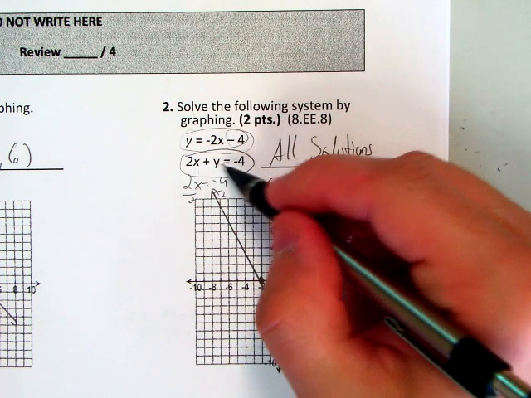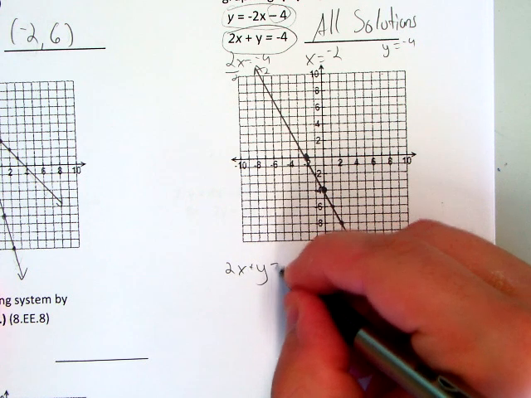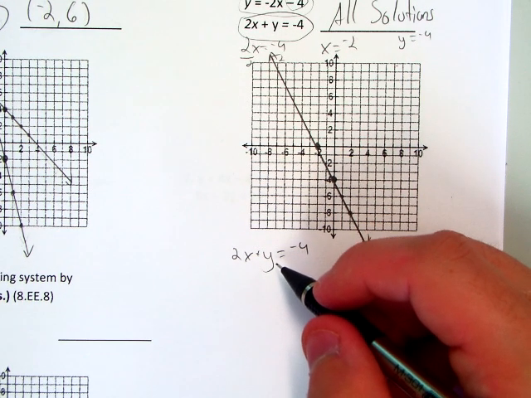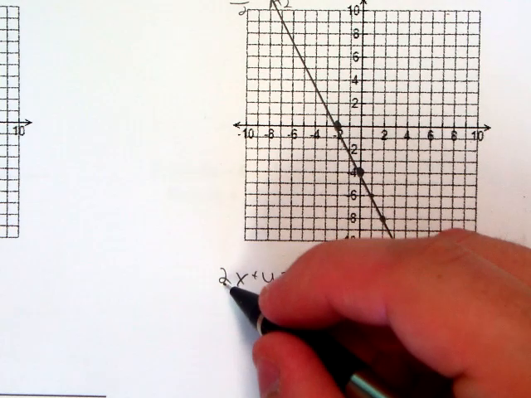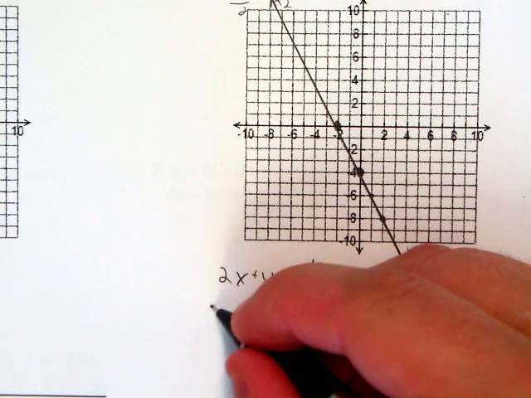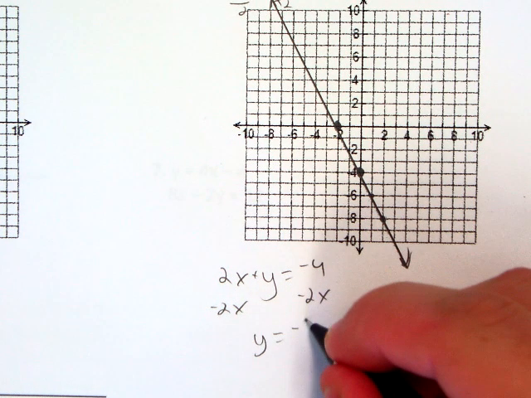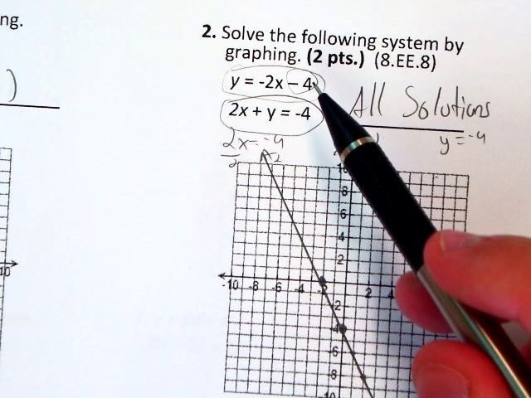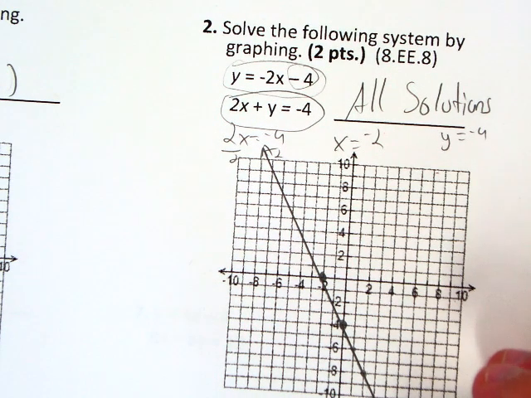Now, if I were to change this second equation into y equals mx plus b form, remember, when I have terms that I want to move to the other side, I have to do the opposite of it. So this is 2x plus y equals -4. To move this 2x term to the other side, I have to subtract 2x. So I now have y equals -2x minus 4. Which, if you look back up to the top, is exactly what my first equation was. They are the same, so it's all solutions.